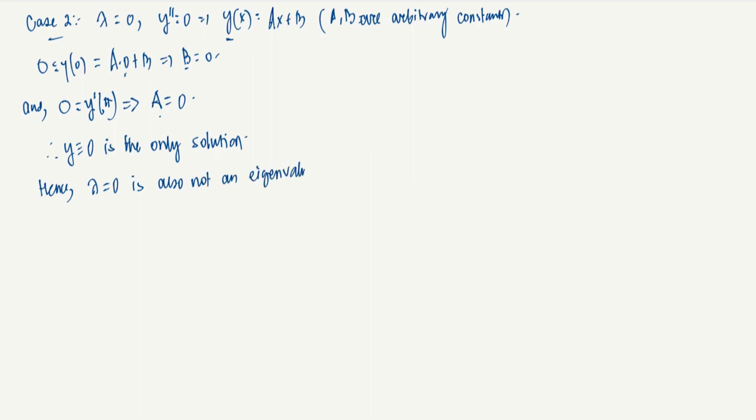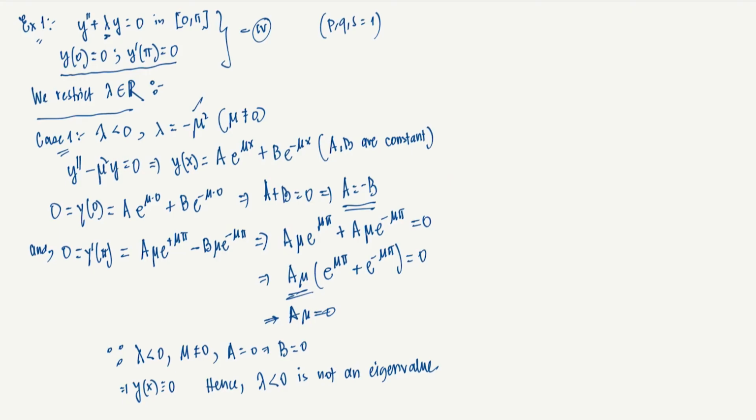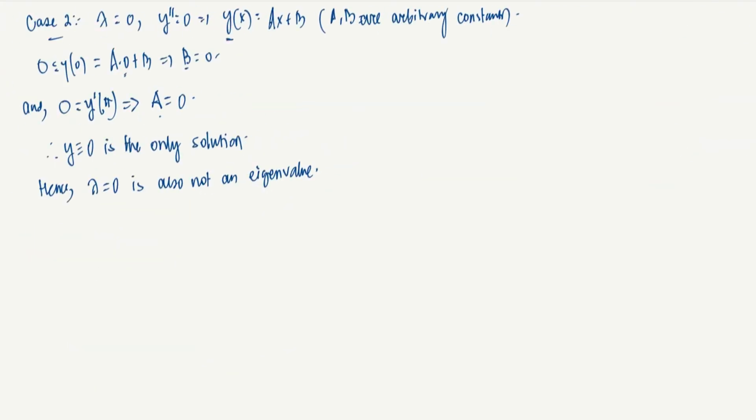Okay. Now the question is this. Lambda negative is not an eigenvalue. Lambda equals 0 is not an eigenvalue. So what is an eigenvalue? Let's do this. Case 3. Are there any eigenvalues? Case 3: lambda positive. This is our only hope, right? If lambda is positive, then I can write lambda equals mu square, right? Of course, mu is not 0.